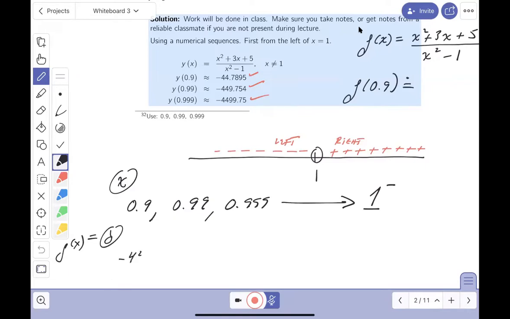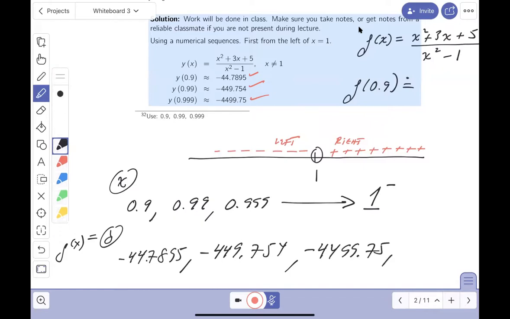Minus 44.7895, comma, minus 449.754. The next number I got was minus 4499. And these are really crazy looking numbers. But I hope you start to realize, looking at those numbers, what am I looking at? I'm looking at this thing.